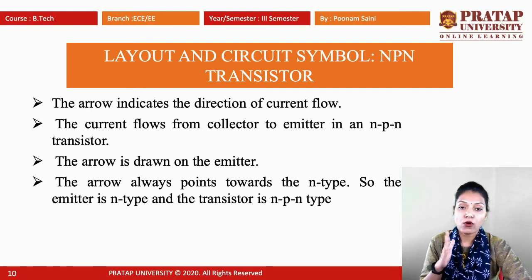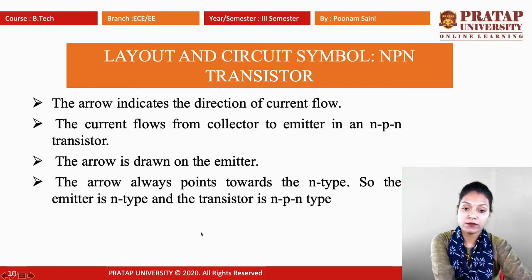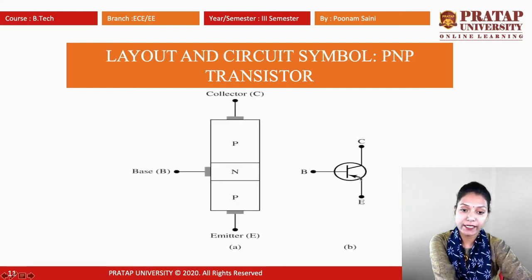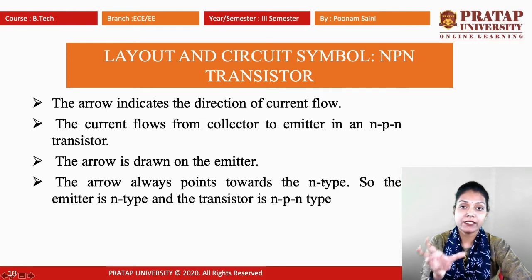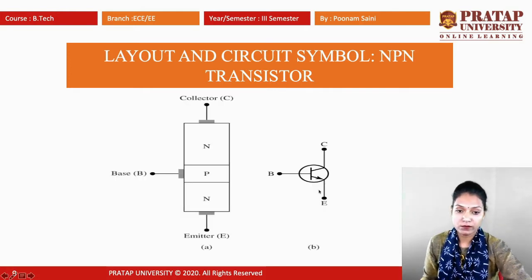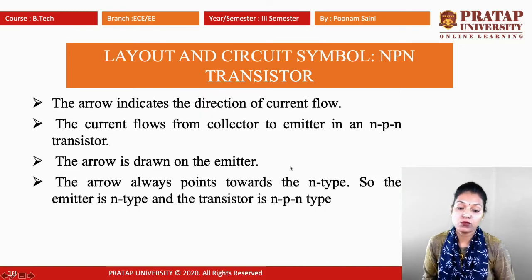The arrow always points towards the N type. The emitter is N type, and the transistor is NPN type. Why? Because the arrow points towards the N type. So the emitter is N type. When the arrow shows you towards the emitter, which is N type, then this transistor is known as an NPN type transistor.